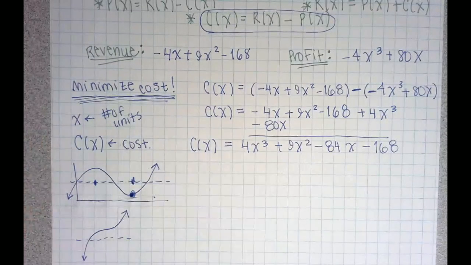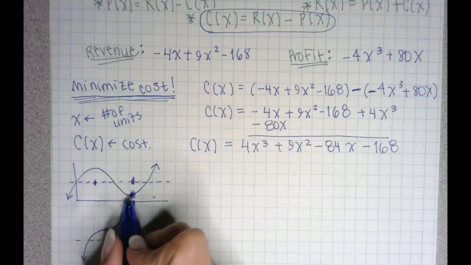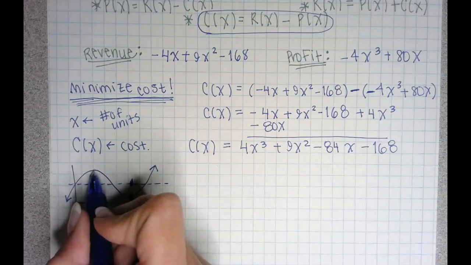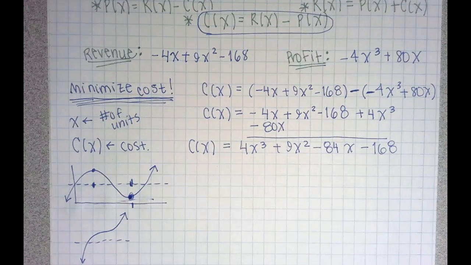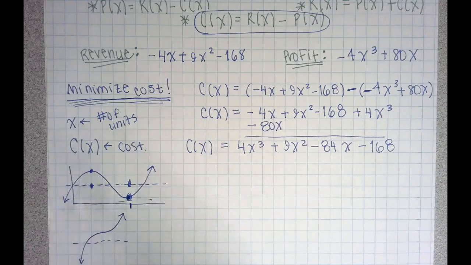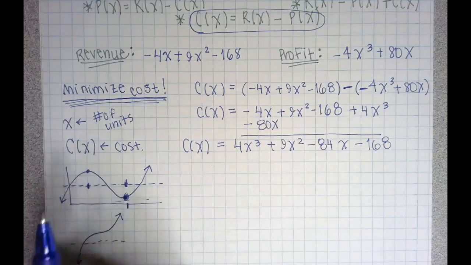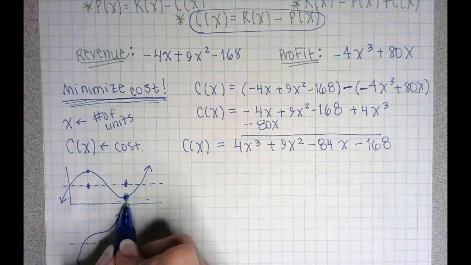So I know, because I know the graph, I know the picture, that this will give me a minimum cost, and this will actually give me a maximum cost. You would have been better off not producing any items. Obviously this graph is not right, but now, what are we going to do to figure out where these are?